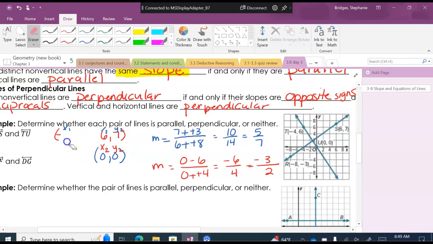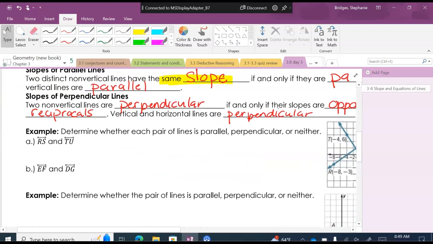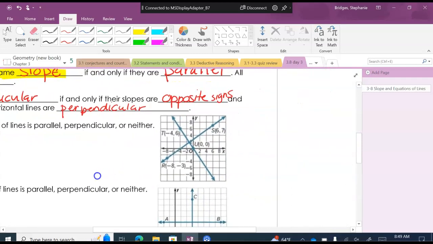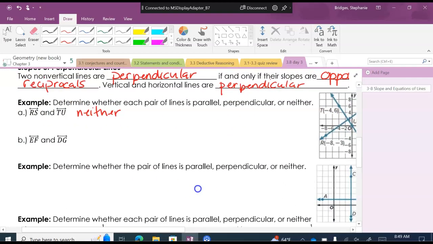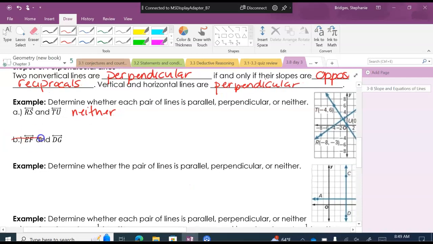If I could get my pen to work, it might be nice. So for RS and TU, we said those are neither. Do you guys see a line EF and DG anywhere? All right, we're going to have to skip that one because I don't know what happened to that picture. That must have been cut out somehow. So we'll just skip that one.